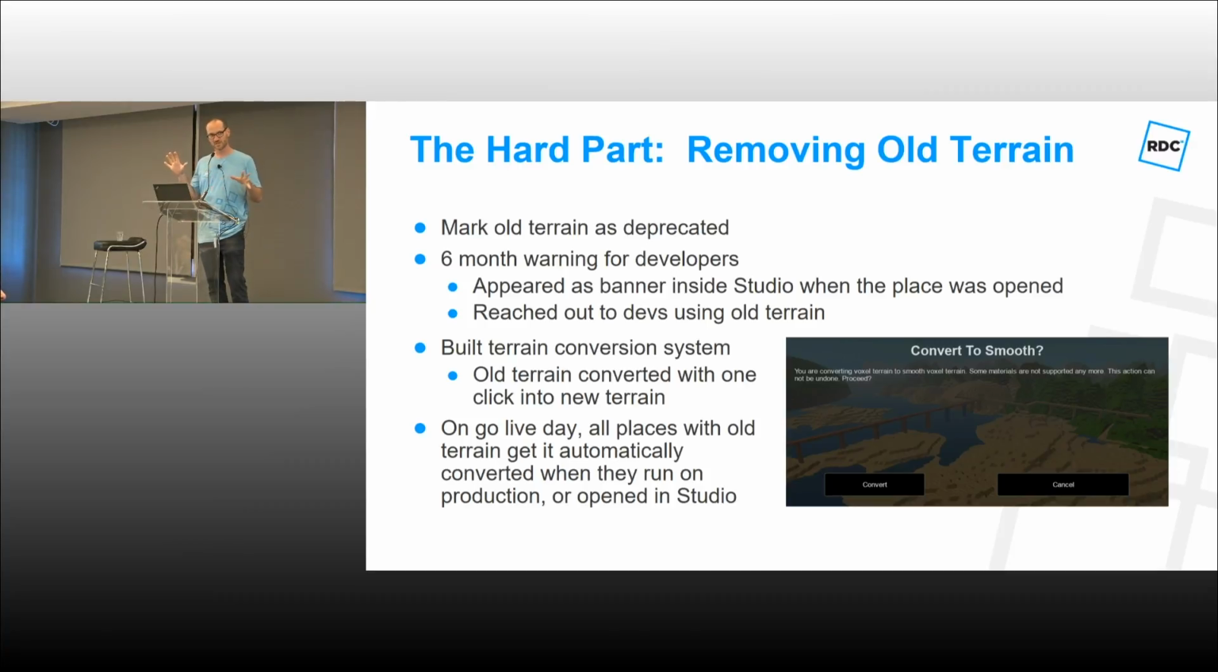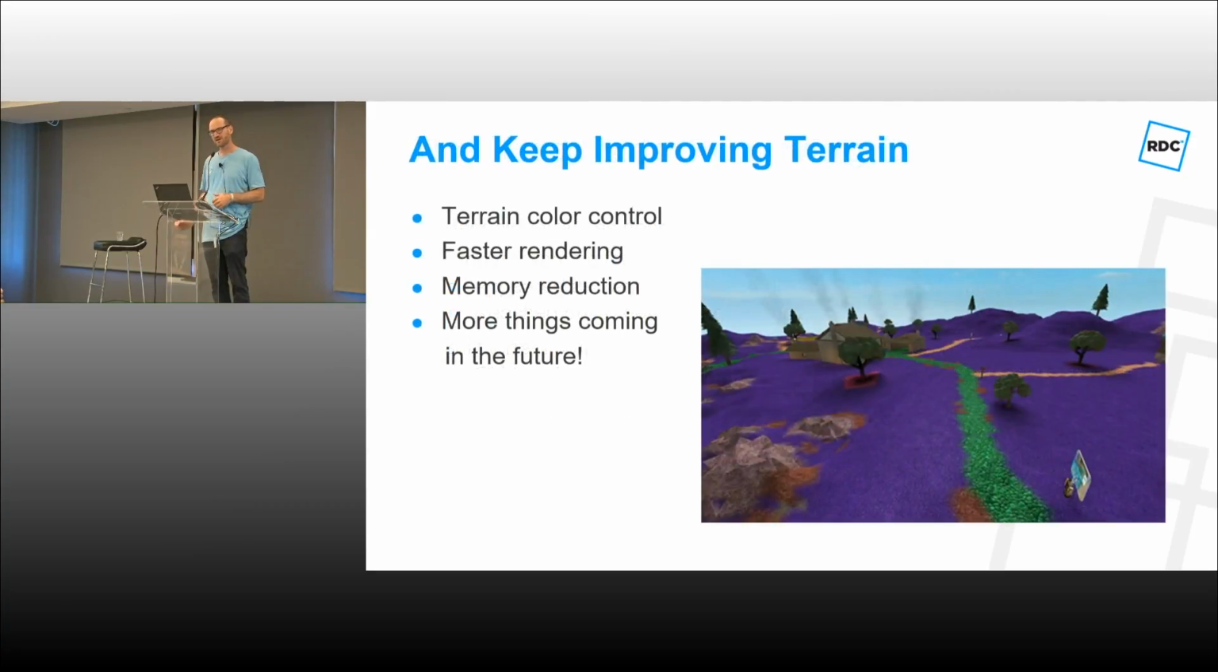Now, it's not an exact one-to-one, right? So the old terrain to the new terrain, you can convert. It's going to look a little bit different. It might feel a little bit different, but that was a hard choice we made, and that's how we did it. And so after that, we're in this new golden era. We have one terrain system, and we just kept improving it. So we added a bunch of features that people are probably familiar with. Control over the colors for all the different parts, faster rendering, reducing memory, and there's going to be a lot more to come in the future.